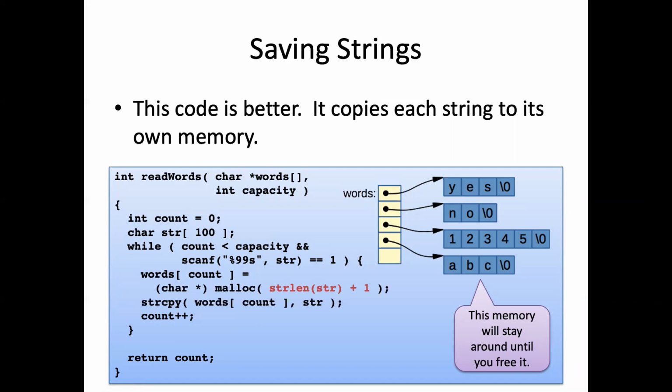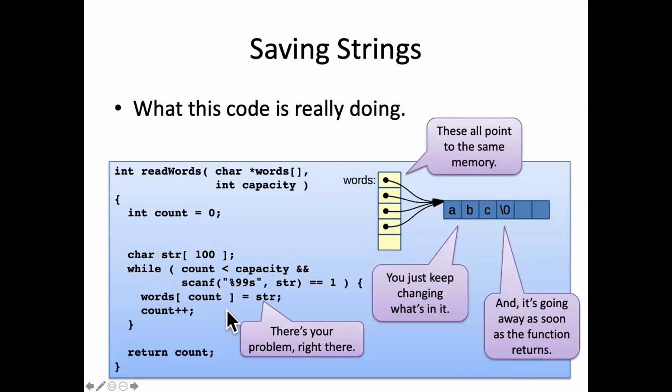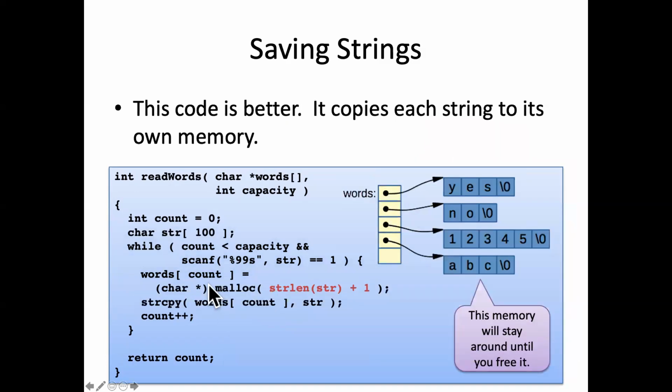What would it take to do this? Well, it's almost the same code. I just have to do a little bit more work here. Same parameters, same return value. I'm going to count strings as I read them. I've got a 100-element array to use as scratch space, as long as I'm successfully reading strings. And here's the part that I changed. Instead of just saving a pointer to this stack array, I'm going to dynamically allocate space to hold a copy of the word that I just read.